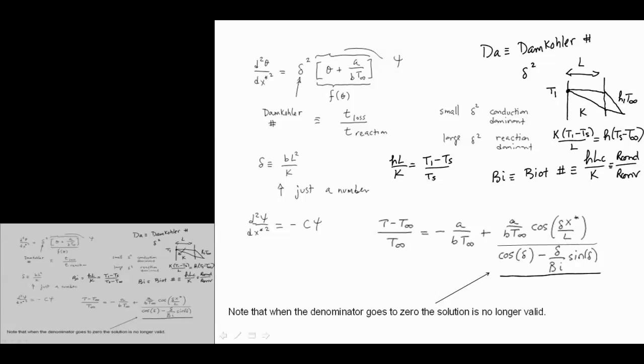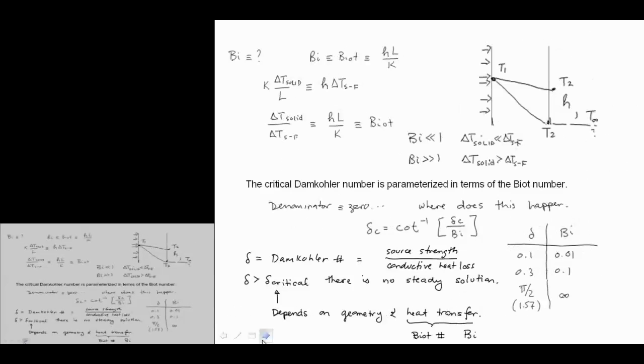So here's Biot increasing. So Biot small is up here. Biot large means that the surface temperature is the same as T infinity. So that Biot number is just that parameter identifying some of those key features. But we see that the denominator blows up for particular values of that Damkohler number and particular values of the Biot number. Where that solution blows up, it means that the solution is no longer valid. It means that we have thermal runaway.